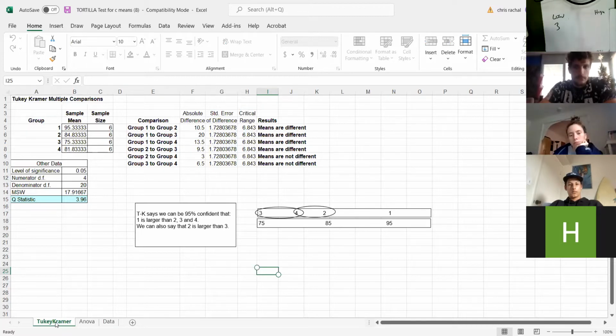Okay. So we look at 3 versus 4, right? When we look at group 3 to 4, that's the last one on the very bottom. It says group 3 to 4. That would be like E10, I believe. It's comparing those two. It's saying the absolute difference between those two groups on the amount of days that they stayed is like 6.5. But the critical range, H, is telling us it has to be more than 6.8 days, and it's not.